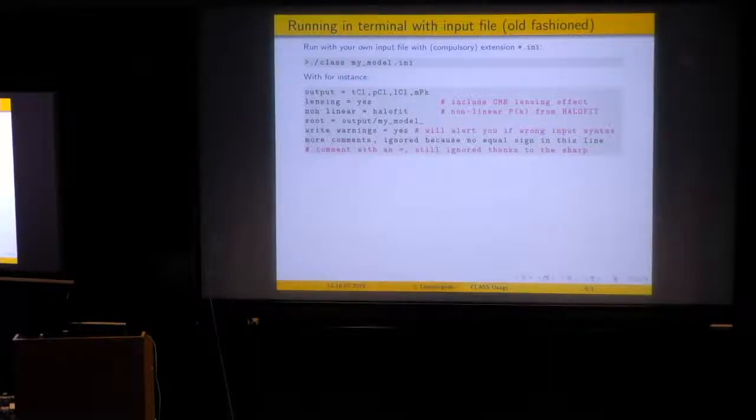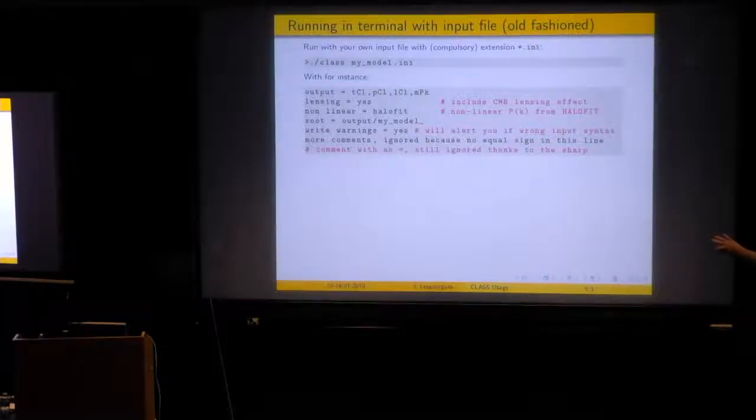So you can set the output to TCL, PCL, LCL, MPK. This means the CL of temperature of the CMB, the CL of polarization of the CMB, the CL of the lensing of the CMB, and the matter power spectrum. A remark: in other codes, you would find here a list of modes like TT, TE, EE, BB, etc. I told you class is always trying to use its own logic as much as possible. So if you have entered TCL and PCL, the code knows that if you have no primordial gravitational wave, it should compute TT, TE, and EE, which is the maximum it can do.